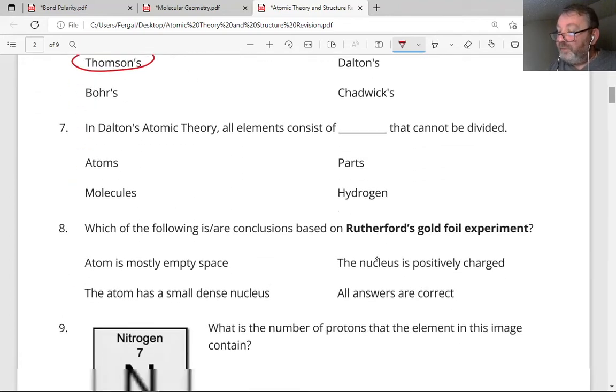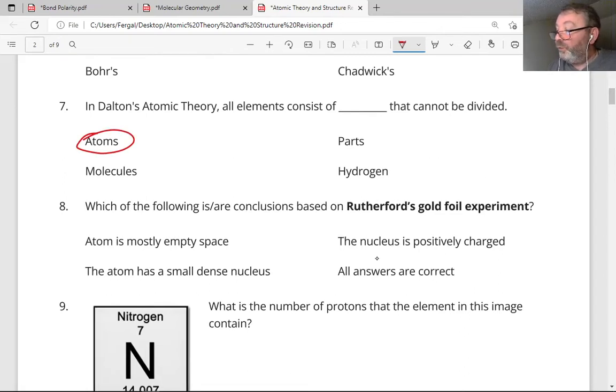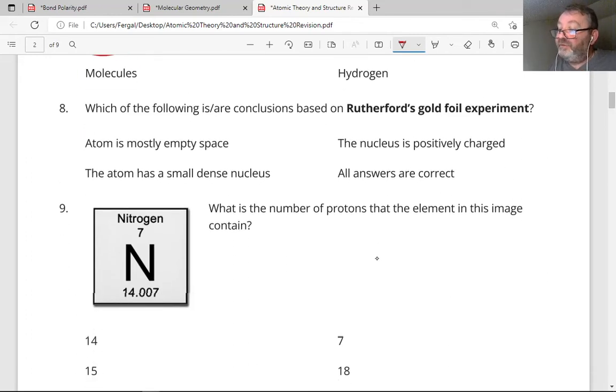In Dalton's atomic theory, all elements consisted of atoms. Yeah, we had that word. We didn't say parts or bits, it was atoms. Which of the following is or are conclusions based on Rutherford's gold foil experiment? Now, 3 things. First of all, most of the atom was empty space. Secondly, there was a region, solid region in the middle called the nucleus. And thirdly, it was extremely positively charged.